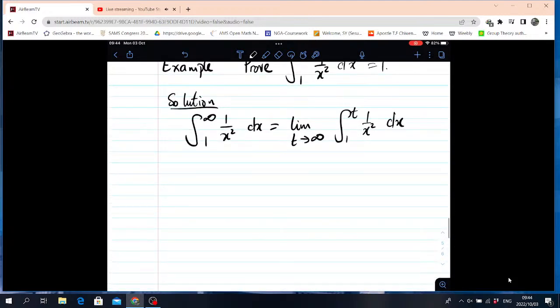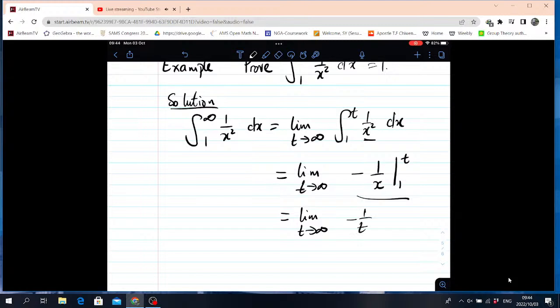And then from there, we know that the integral of 1 over x squared always exists, so that is a good thing. If we integrate 1 over x squared, we get minus 1 over x, from 1 to t. The bounds are there, and then we take the limit as t tends to infinity, and we evaluate what we get there. If we put in t, we get minus 1 over t, and if we put in 1, we get minus 1 over 1.